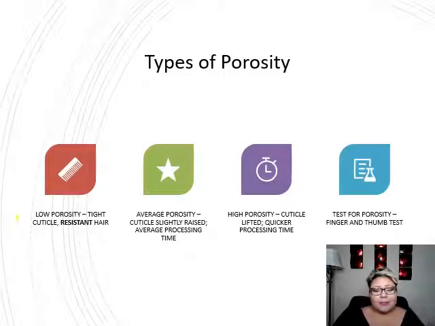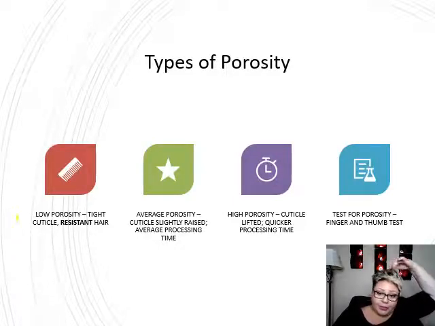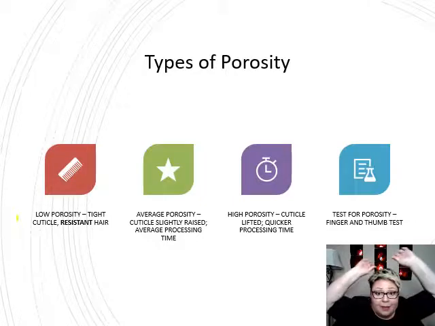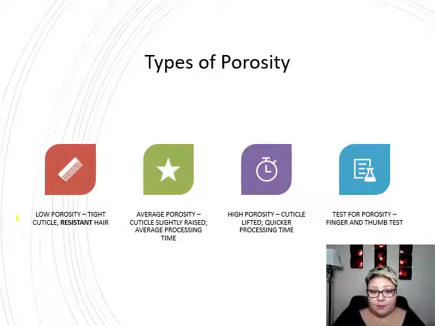So how do we test for porosity? Here's a test that you can do. You take one hair strand, hold it at the ends, and then run your fingers from the ends to the scalp. Whatever areas you feel that are rough, that means that the cuticle is open. If it feels smooth, that means that you have either average or low porosity.